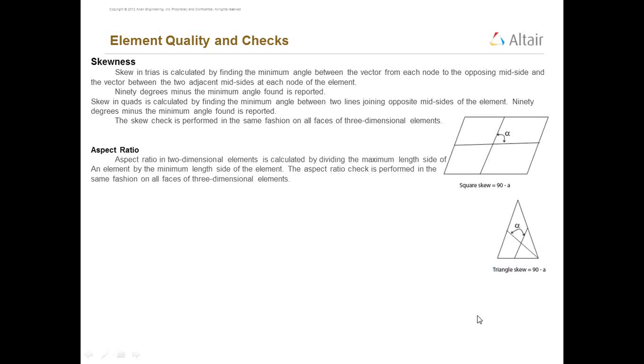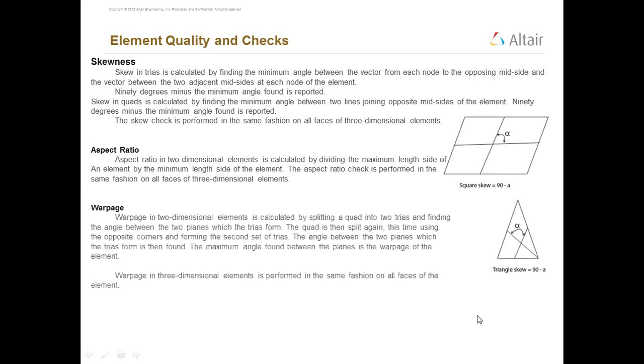Then aspect ratio. Aspect ratio in a two-dimensional element is calculated by dividing the maximum length side of an element by the minimum length side of the element. The aspect ratio check is performed in the same fashion on all the faces of 3D elements.